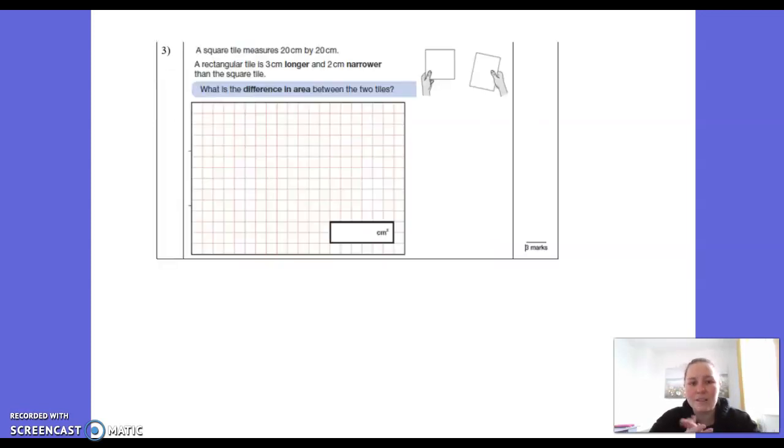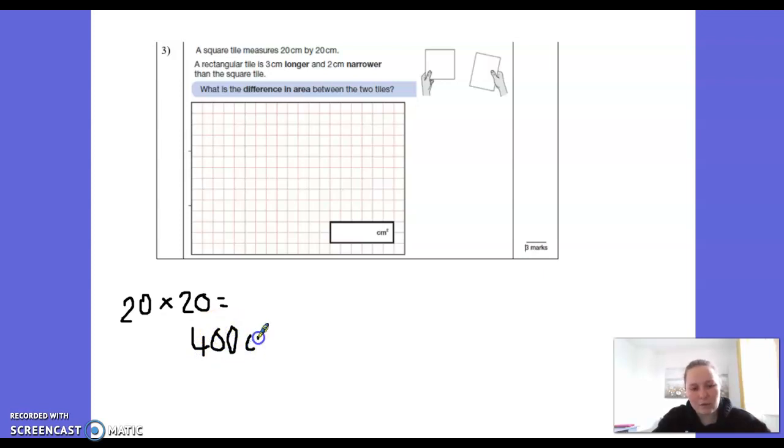Then, last of all, we've got an area question. So, a square tile measures 20 by 20. A rectangular tile is 30 centimetres longer and 2 centimetres narrower than the square tile. What is the difference in area? So we're going to have to find the area of the two tiles. So square tile, 20 by 20. That's our square tile. So 20 times 20, that equals 400. So our square tile is 400 centimetres squared.